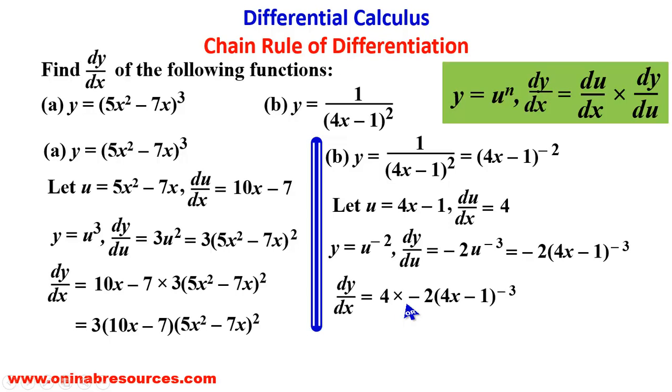So simplifying further, this is going to be equal to 4 times negative 2 gives negative 8. Then we are going to write this one now as a fraction. We are reversing this law of indices we applied here, which is going to be 1 over 4x minus 1 all to the power of 3. So multiplying by negative 8, we have negative 8 over 4x minus 1 all to the power of 3. And that is the derivative of the problem we have in B. And that is the end of the solution to the problem we have here.